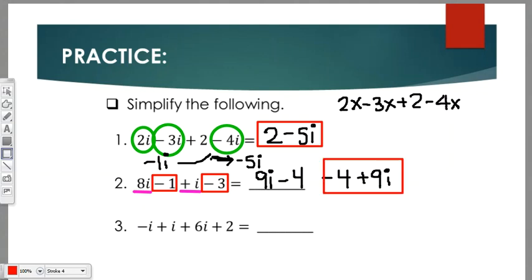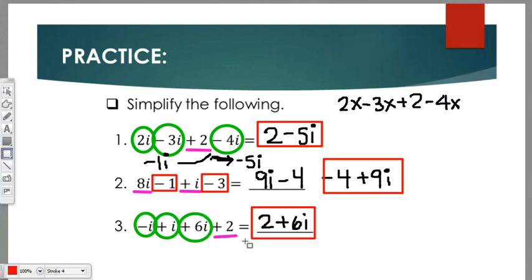Okay, I want you to try the last one on your own. Let's see if you get it. Pause it. Take a second. Try it on your own. Give yourself the practice.